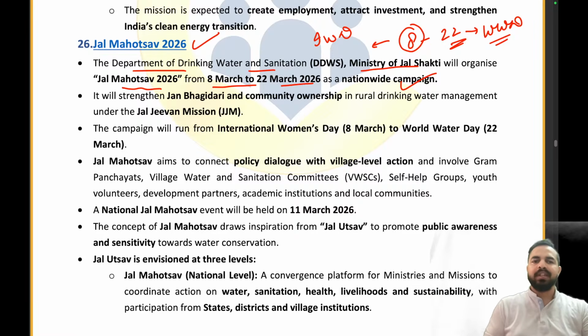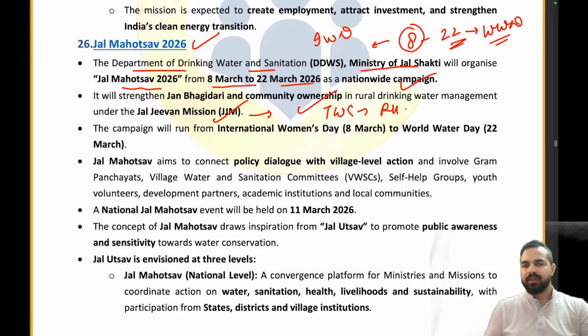It will strengthen Jan Bhagidari and community ownership in rural drinking water management under the Jal Jeevan Mission. Even in the morning we discussed the Jal Jeevan Mission, and also in the month of April so many times we discussed it. That is a mission launched by the government of India in order to provide tap water connections to all the rural households in our country, and that is why we came up with the Jal Jeevan Mission. Now under the Jal Jeevan Mission only we are coming up with the Jal Mahotsav 2026.